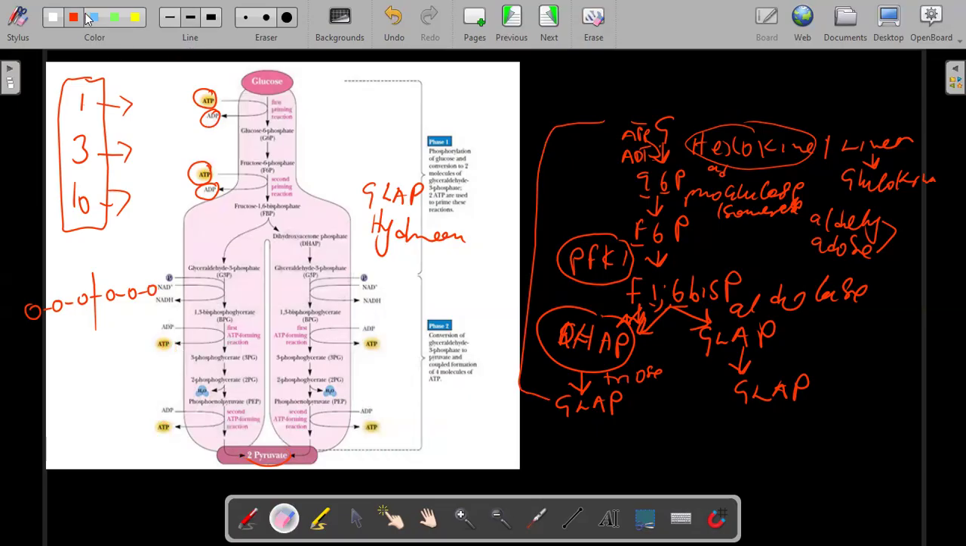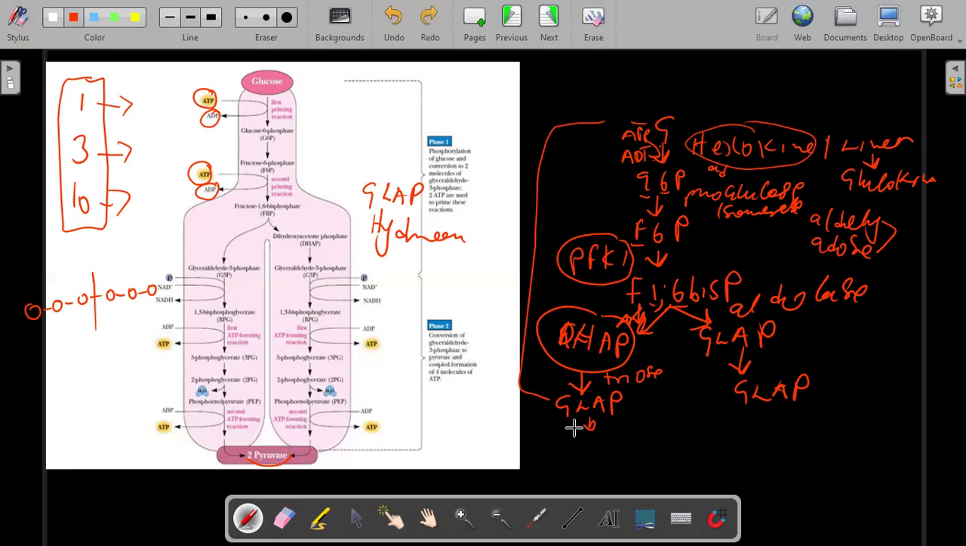So we go to step number 6. What we are going to do to glyceraldehyde phosphate: whatever is happening here is also happening on the other side. I'll just be using one side so that I have enough space. Whatever you produce here, you'll be producing twice.